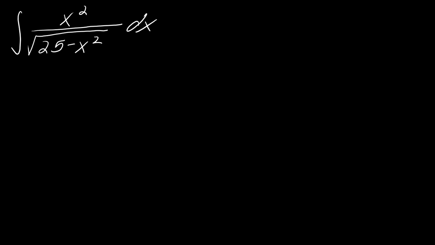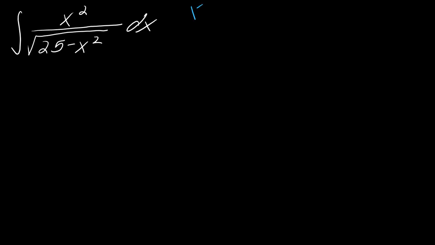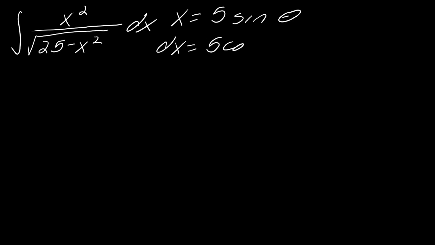All right, now I want to do another problem. I've got the integral of x squared over the square root of 25 minus x squared. For this one, I've got that 25 minus x squared, which coincides with this situation here. So I'm going to set my x equal to 5 sine theta, and then of course my dx will be 5 cosine theta d theta.